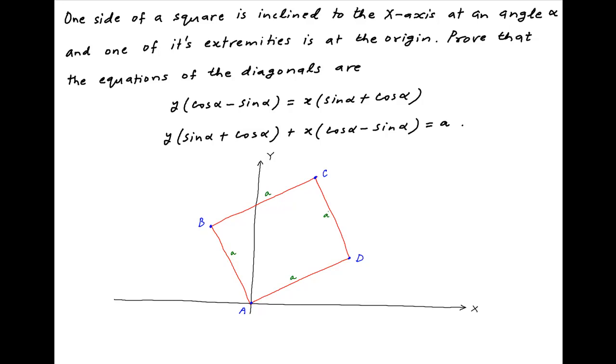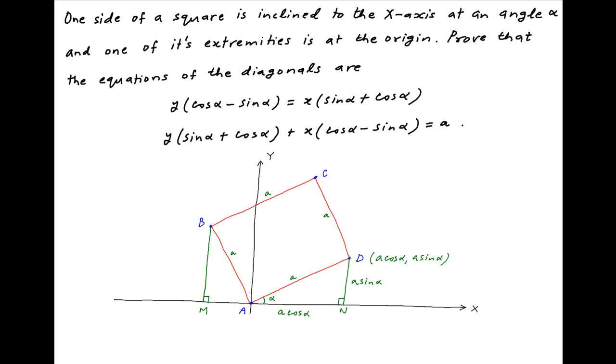We are given that the sides of the square are equal to a, and that the side AD makes an angle alpha with the positive direction of the x-axis. Now draw perpendiculars from the vertex B and the vertex D onto the x-axis, and let's denote the foot of the perpendicular by M and N respectively. Therefore, in right angle triangle ADN, the base AN is equal to a cos alpha, and the perpendicular DN is equal to a sin alpha, and therefore the coordinates of the point D are a cos alpha, a sin alpha.